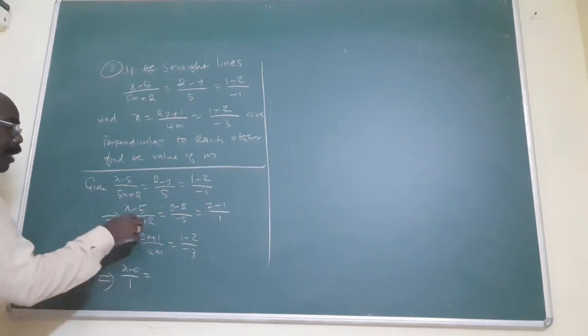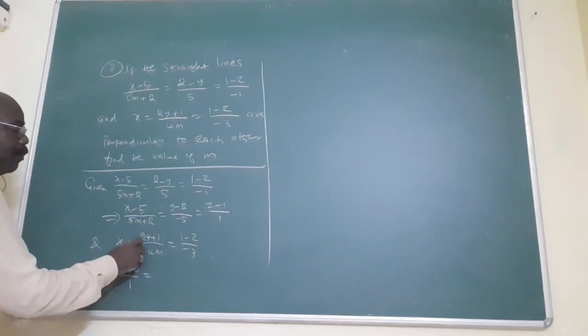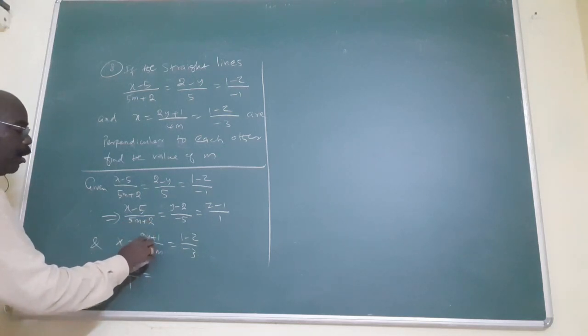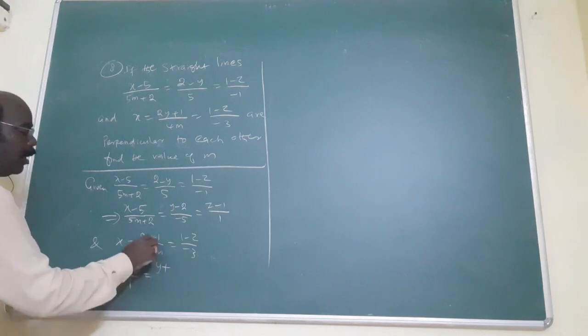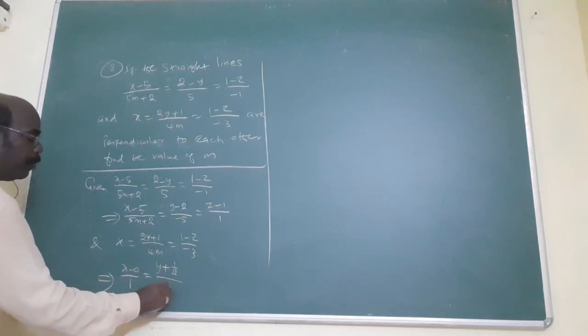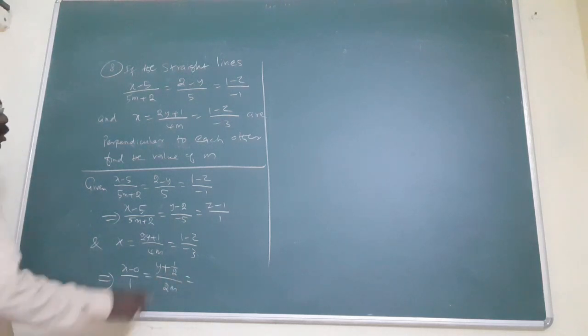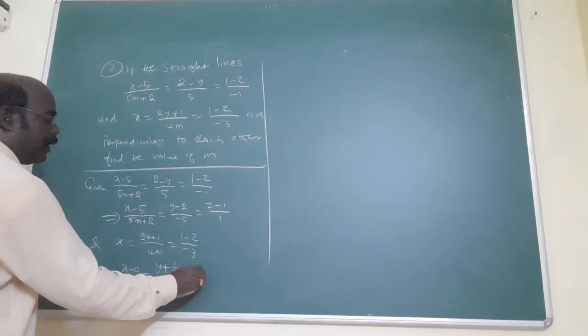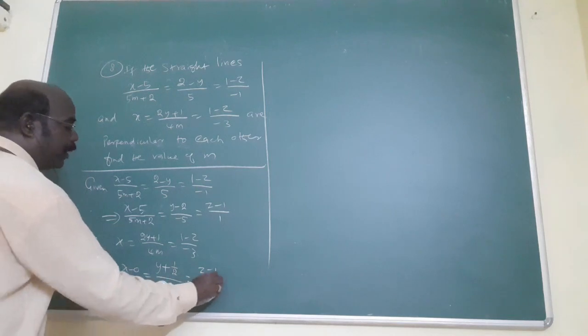Divided by 2 in numerator as well as denominator. Divided by 2 in numerator means 2y by 2, that is y, plus 1 by 2 means 1 by 2, divided by 4m by 2 is 2m. Here also multiply by minus. That is the answer: z minus 1 by 3.